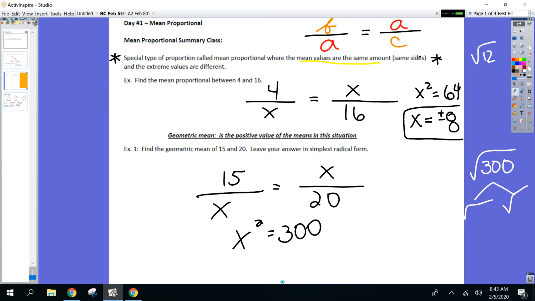300. Ready? 300. Go ahead. 100, and there you go. So now, square root of 100, 10 radical 3. No plus or minus. I only want the positive version when I ask for the geometric mean.